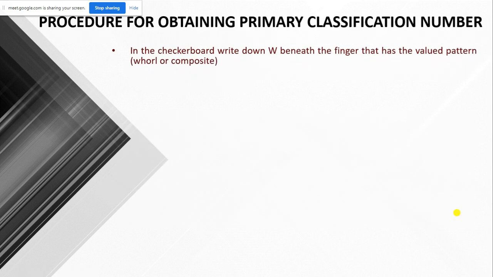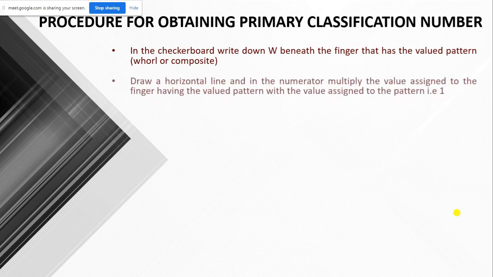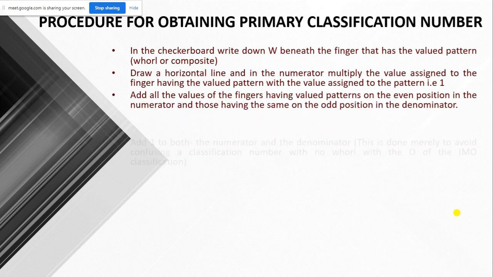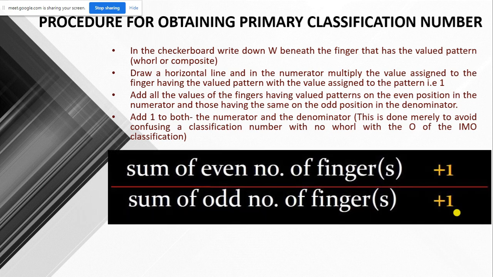What happens next is we have a checkerboard, and in the checkerboard we write the letter W in the square of the finger which has the whorl pattern. Then we draw a horizontal line, which is called the classification line, and we multiply the number assigned to the finger, that is 16, 8, 4, 2 or 1, with 1.